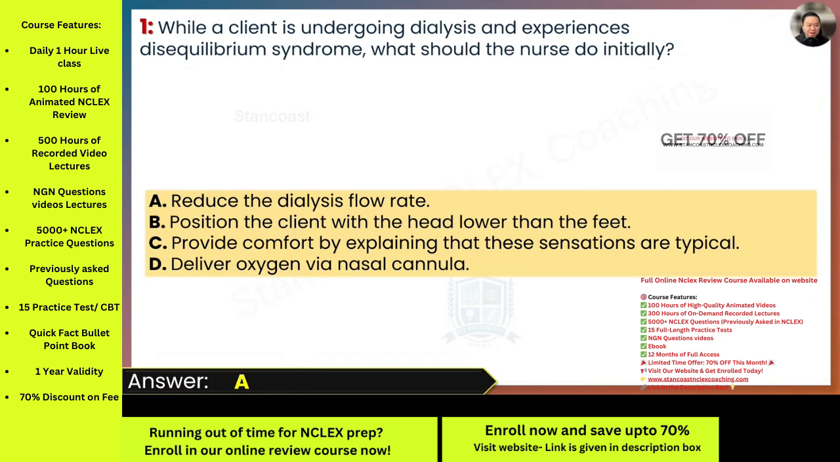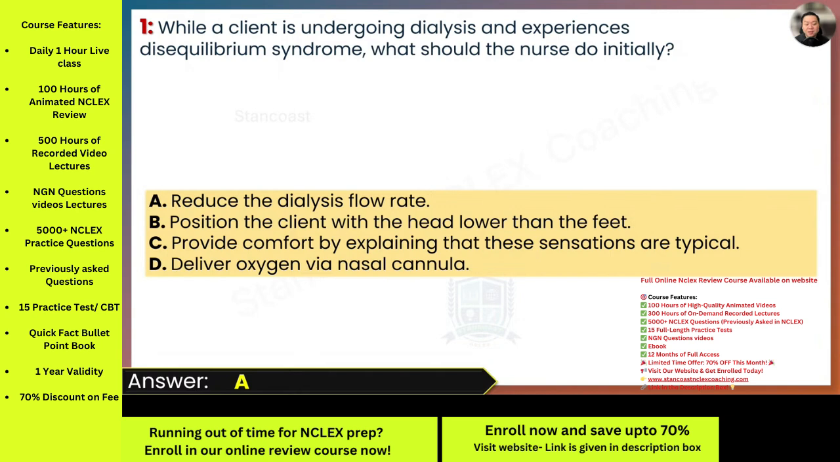What about letter C? Provide comfort by explaining that these sensations are typical. Well, this is not the best answer. We know that reassurance is important, but it's not enough on its own. And we know that the syndrome requires immediate action to prevent worsening neurological symptoms. It's not something a patient can simply be comforted through. And calling it a typical sensation is downplaying the seriousness of the condition as well, which could delay the proper intervention.